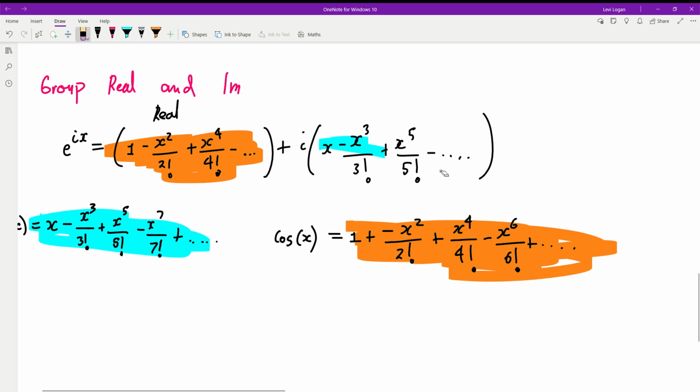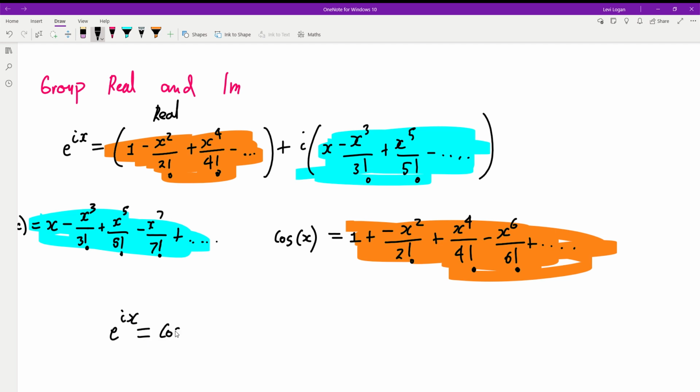Alright. Okay, so we can now just replace these infinite sums with just cos and sin x. So this bit here is cos. So e to the ix is equivalent to cos x plus i sin x.